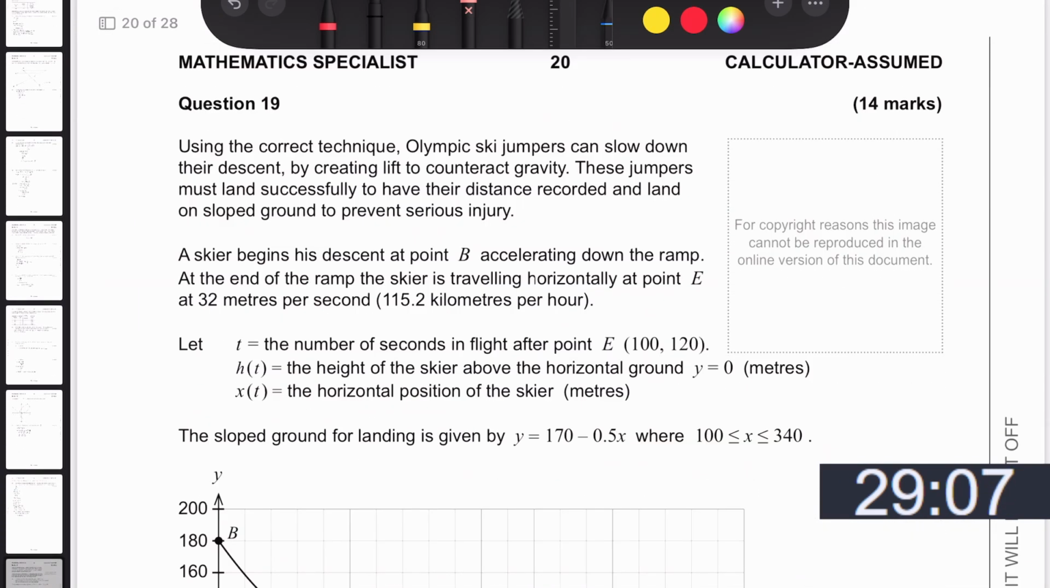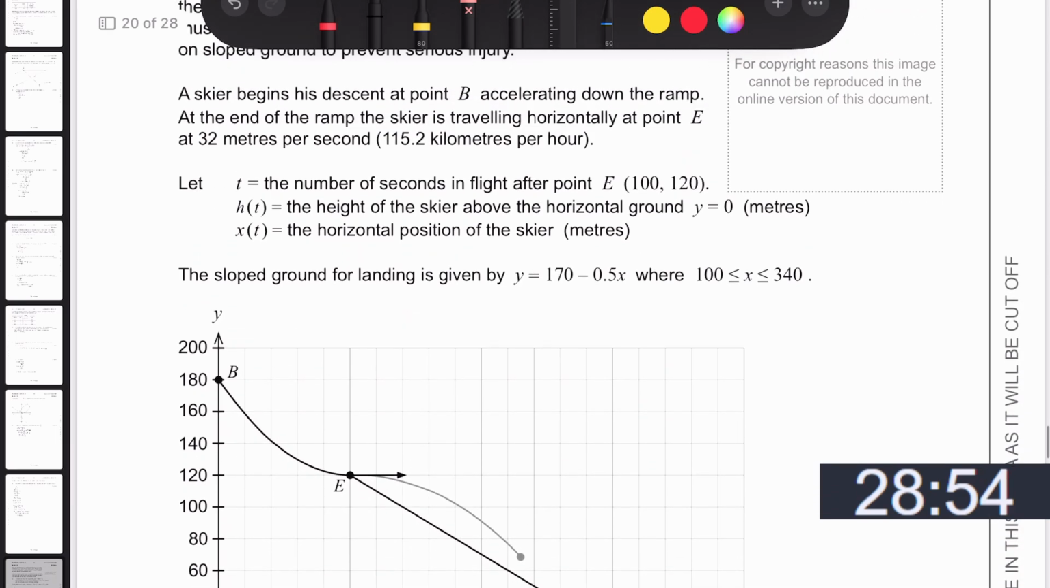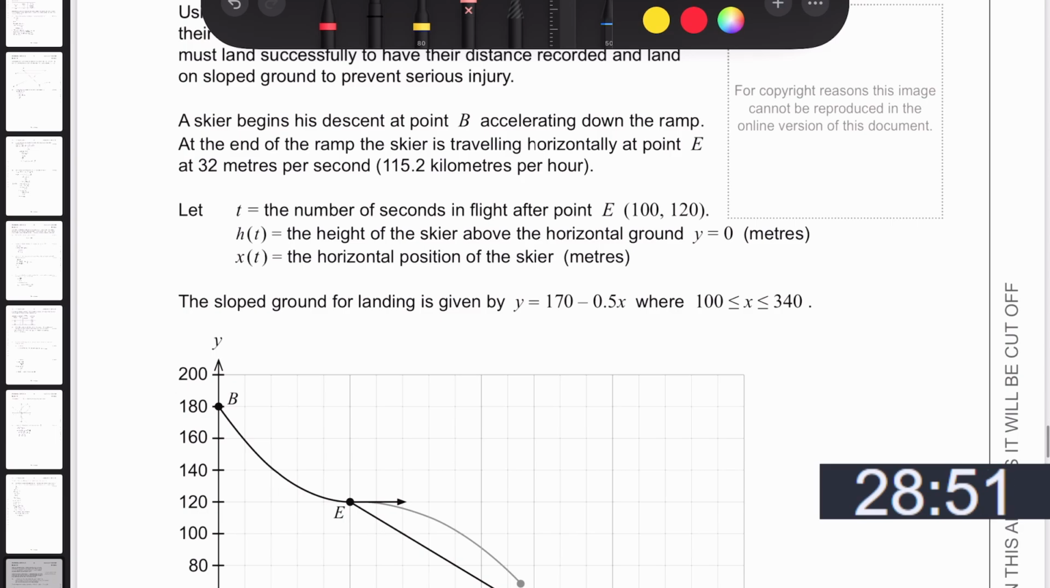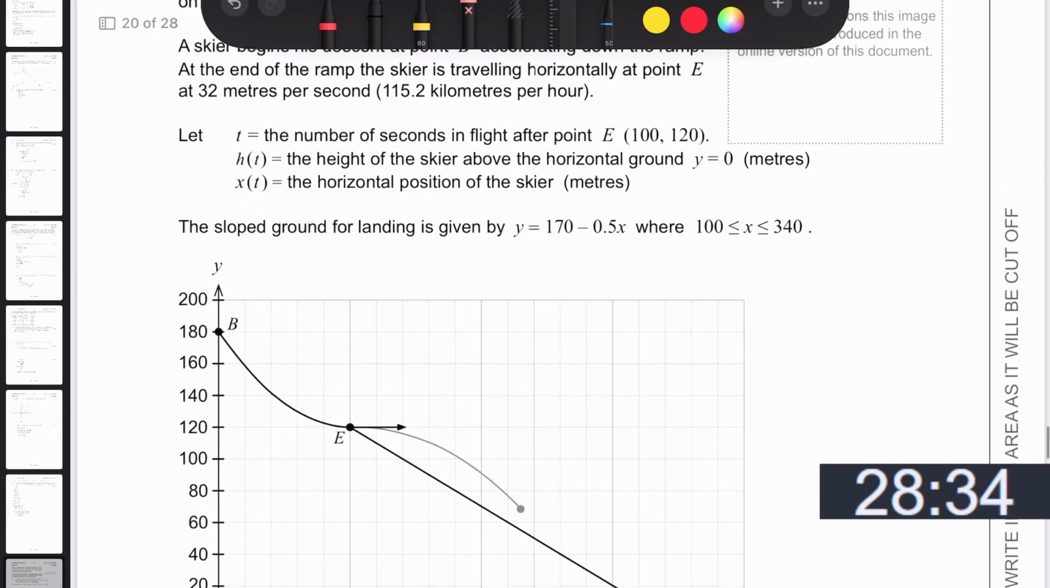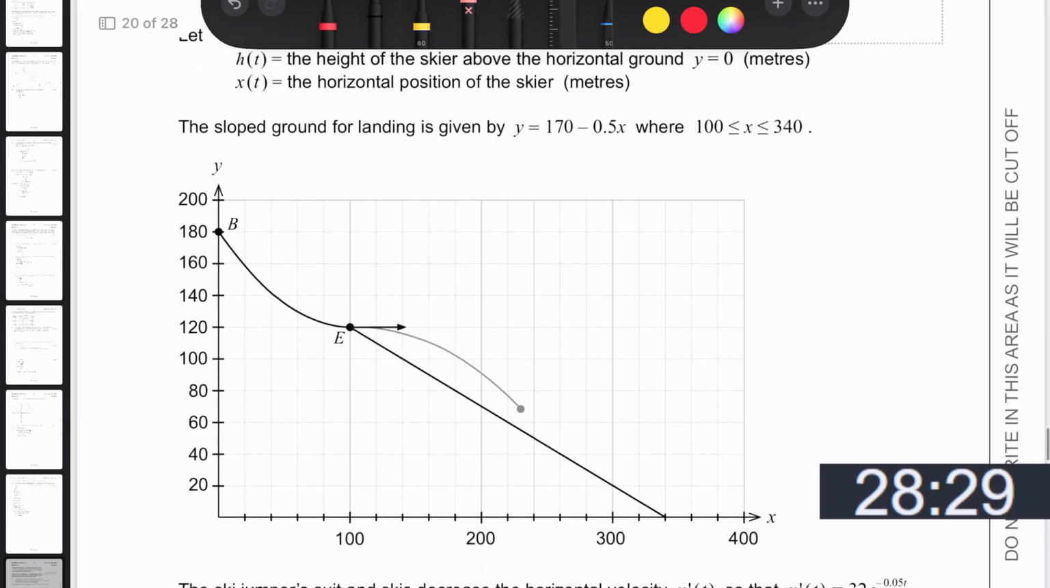Whoopsies. So using the correct technique, Olympic ski jumpers can slow the descent by creating lift to counter downward gravity. These jumpers must land successfully to have their distance recorded and land on sloped ground to prevent serious injury. A skier begins his descent at point B, accelerating down the ramp, at the end traveling horizontally at point E at 32 meters per second. t equals the number of seconds in flight after E, y the height of the skier above the horizontal ground, and x is equal to that, the sloped ground for the landing, like that.